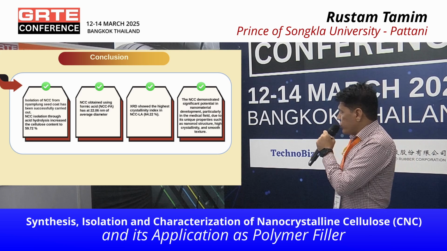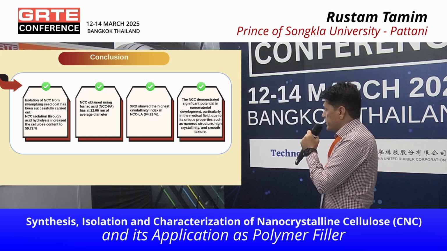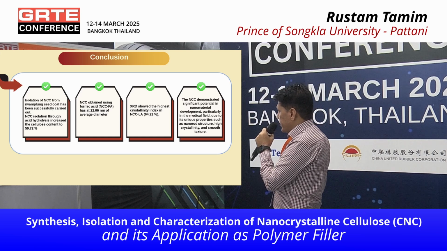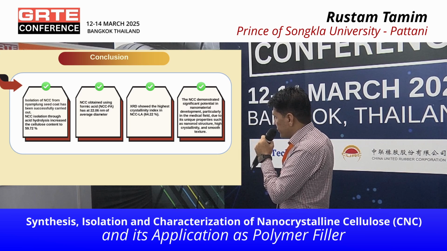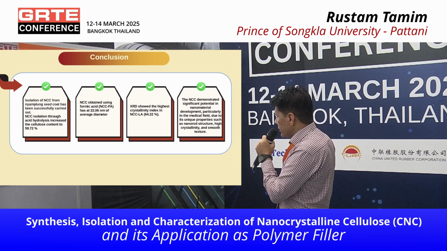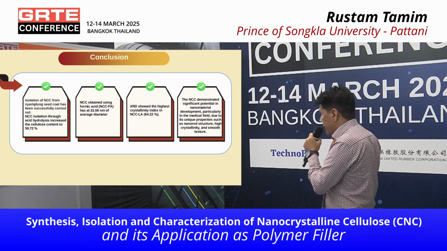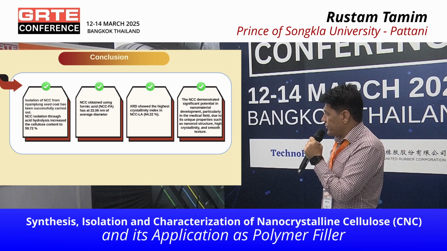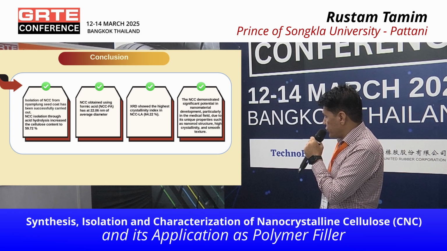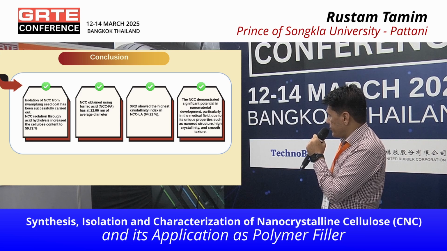As a conclusion, I can say NCC, or nanocrystalline cellulose, was successfully made from the seed coat of the Calophyllum inophyllum fruit, and then the acid hydrolysis increased the cellulose content to 59.72%. When we used different organic acids, the NCC from formic acid was the best one, which showed 22.06 nanometers of average diameter.